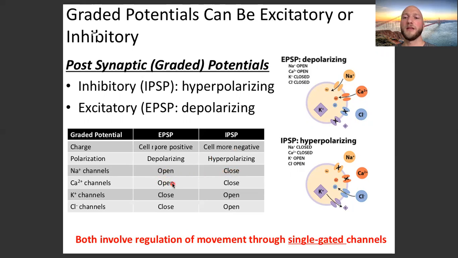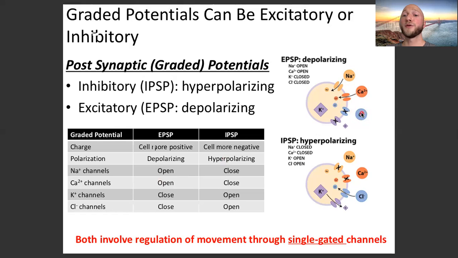Calcium. The electrochemical gradient is set up such that you have high calcium on the outside, low calcium on the inside. Calcium wants to move into the cell. If you open up a calcium channel and you allow calcium to flow into the cell, you're adding positive charges to the cell. You're making it more positive. Excitatory. So opening up calcium channels, EPSP, excitatory, you're adding positive charges, you're making it more positive.